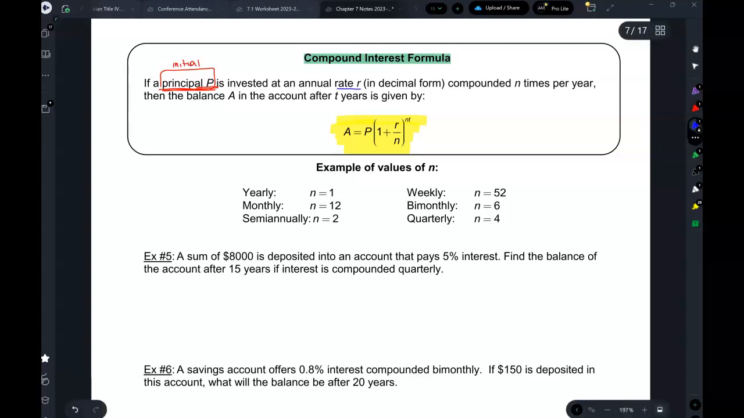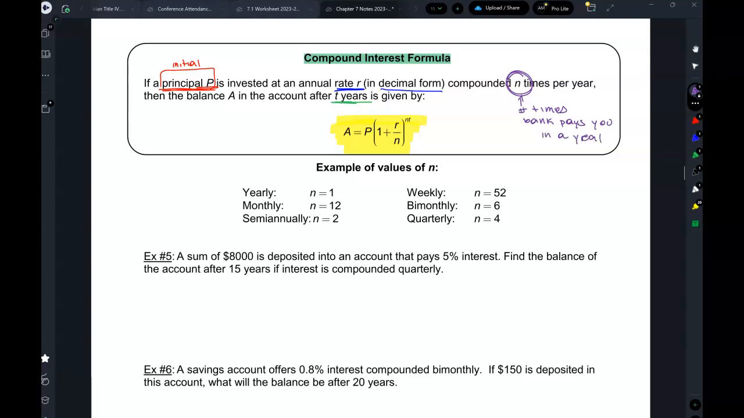Then we have R, which is the rate, but you have to write it in decimal form. We have T, which is the number of years. And then there is one other thing, which is N. This N value is how many times a year the bank pays you interest. So number of times the bank pays you in a year. Okay?